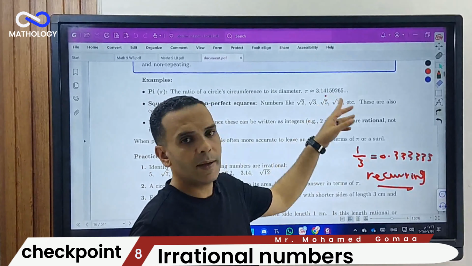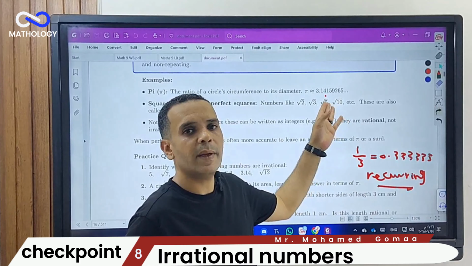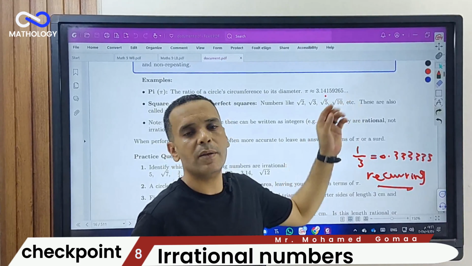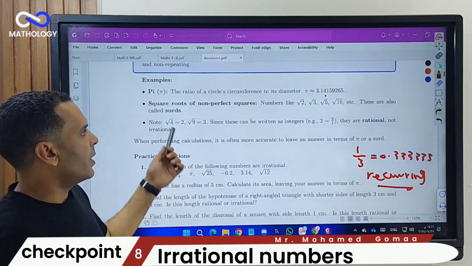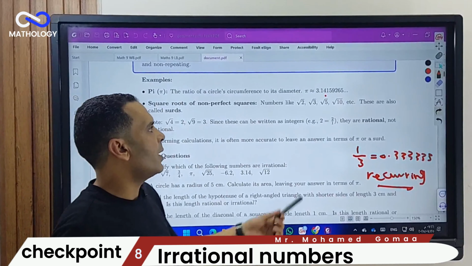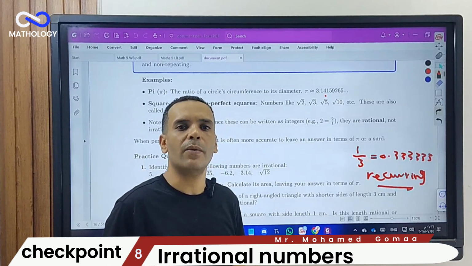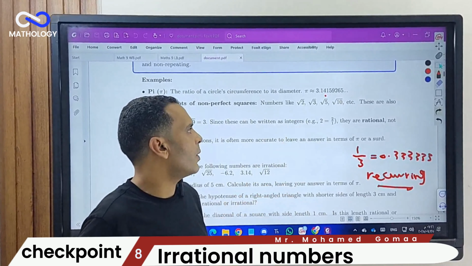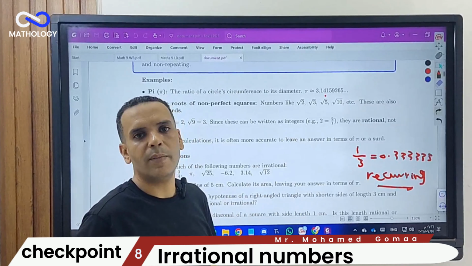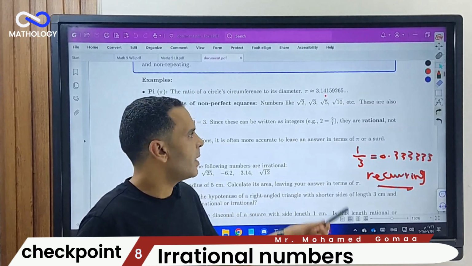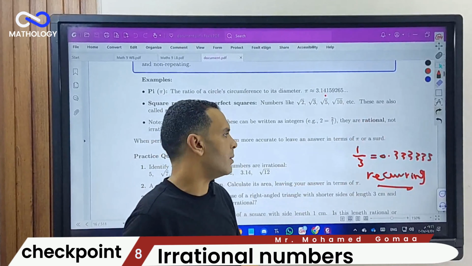But if the decimal like this has no pattern, non-repeating decimal, and infinite like this one, it will be an irrational number. Irrational also includes the square root of a non-perfect square like this one, square root of 2. 2 is a non-perfect square number, so its square root is an irrational number. Square root of 3, there is no number multiplied by itself that equals 3. Square root of 3 is irrational, square root of 5, square root of 10, and so on.